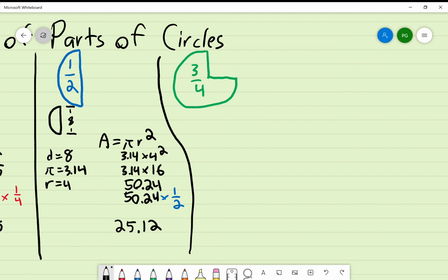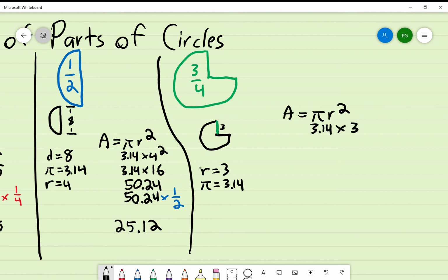Okay, last one. Let's say I give you this shape right here, and I tell you that this length is 3. From here, let me make that clear. This length right here is 3. That length there you should be able to identify as half the distance from one side of a circle to the other, so that's the radius. Radius equals 3, pi equals 3.14. Your formula, area equals pi r squared. That's going to be 3.14 times r, which is 3, squared.